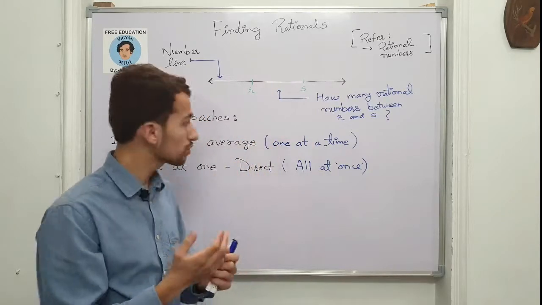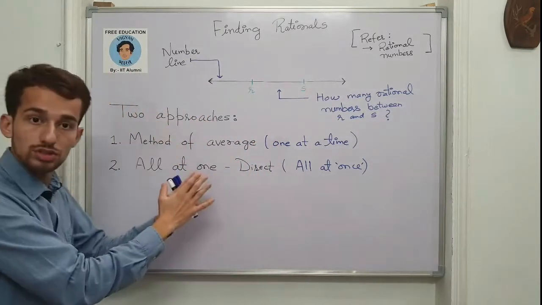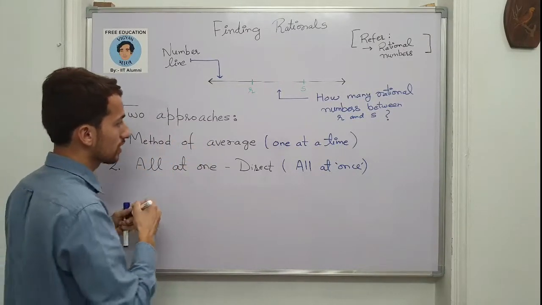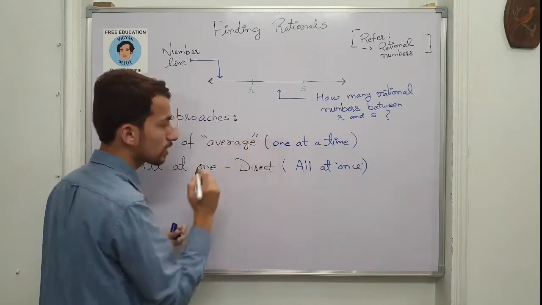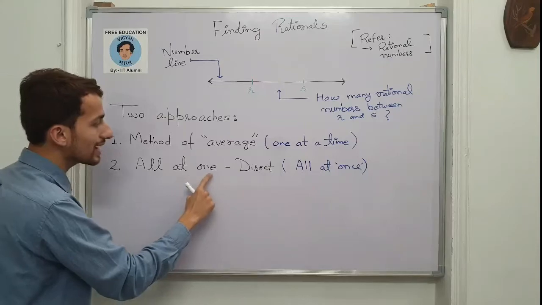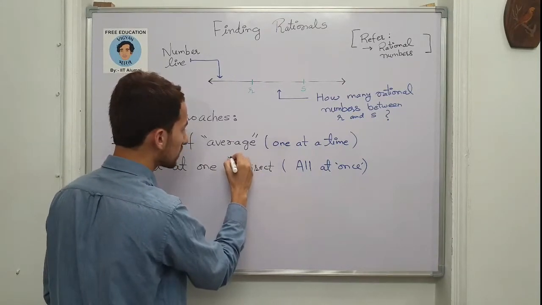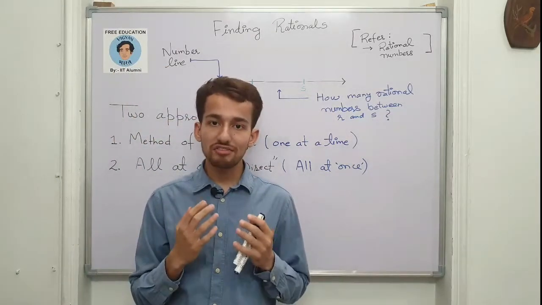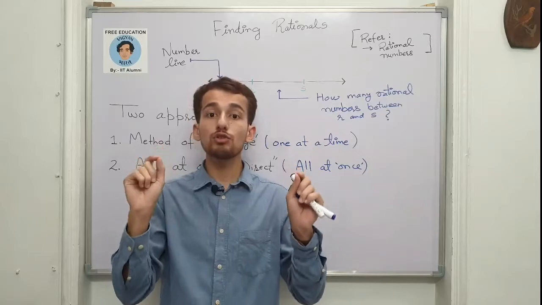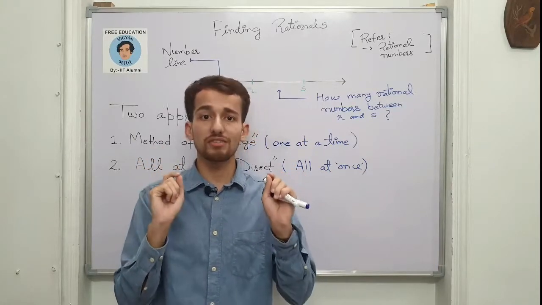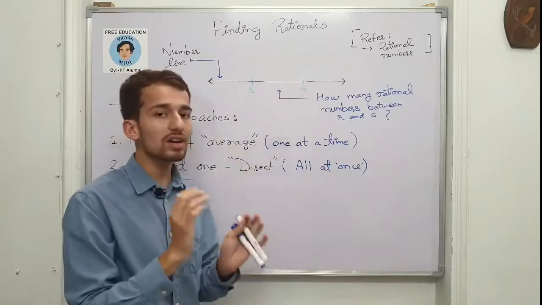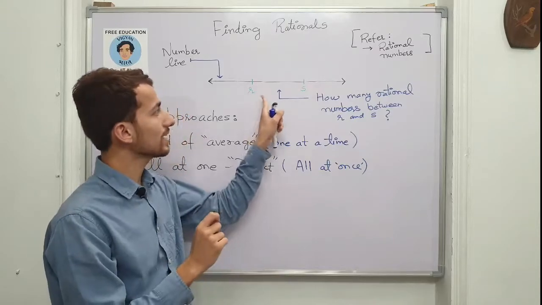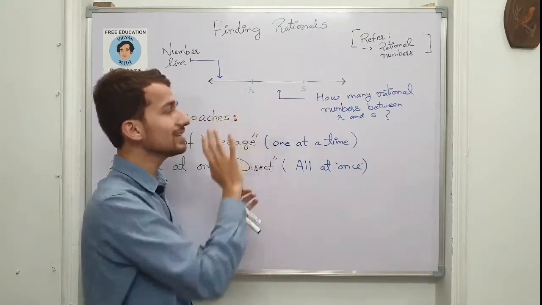How to find them? There are broadly two approaches through which you can find this. The first is the method of average. This is a very important keyword. The second is all at once, that is, we are going to use some direct method. This is the second keyword. These are the two approaches through which you can find rational numbers between any two fixed rational numbers. By fixed we mean we have just fixed those on our number line, and in our case those rational numbers are of course R and S, which are represented by this green color.